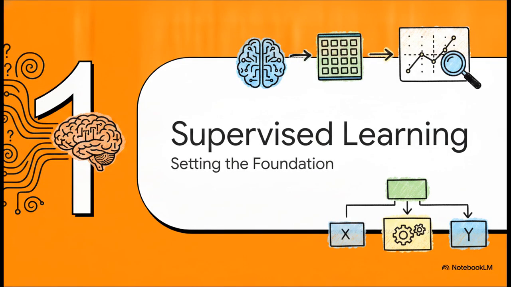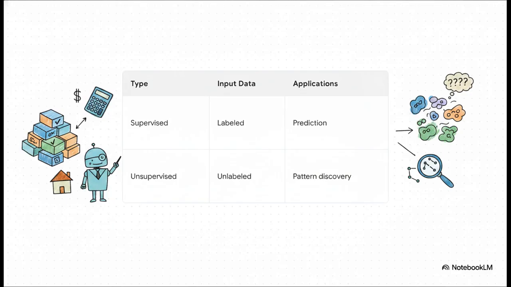Section 1, Intro to Supervised Learning, Setting the Foundation. Okay, so before we throw a bunch of math at this, where does linear regression actually live in the massive AI universe? Good question. Machine learning is really broken down by how the computer actually learns. Supervised learning, for instance, relies on historical, labeled examples. It's like giving the computer a cheat sheet.